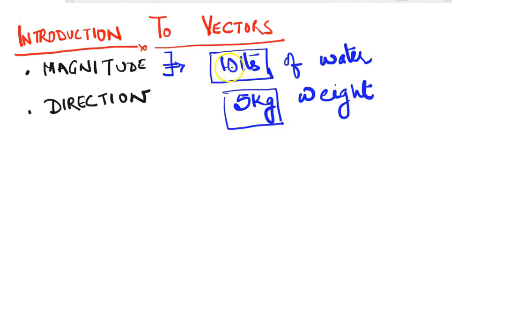However, we would not need a sense of direction to define this. We will not say 10 liters of water in north direction or 5 kg of water in south direction, right? So we only can define this quantity just by knowing the magnitude. And such quantities where we need magnitude but no sense of direction are called scalar quantities, or simply scalar.